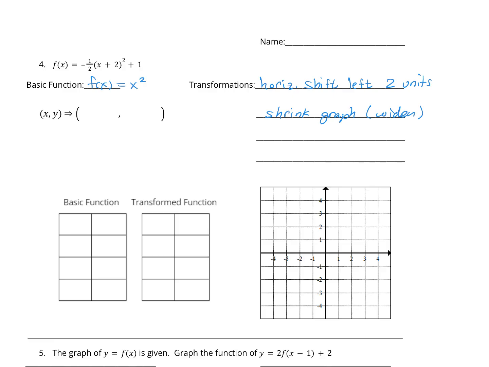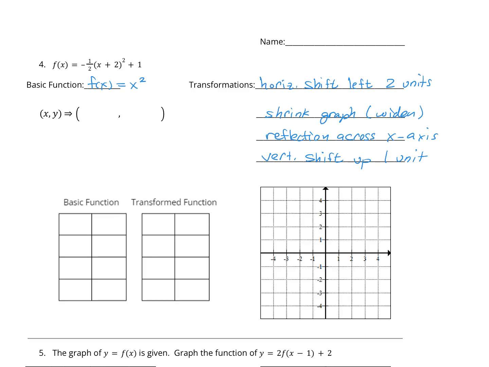Next up, we're going to have that negative in front. That's going to reflect us over top of the x-axis. So we have a reflection across the x-axis. And then finally, we're going to add 1 to the function. That's going to raise it up 1. So vertical shift up 1 unit.